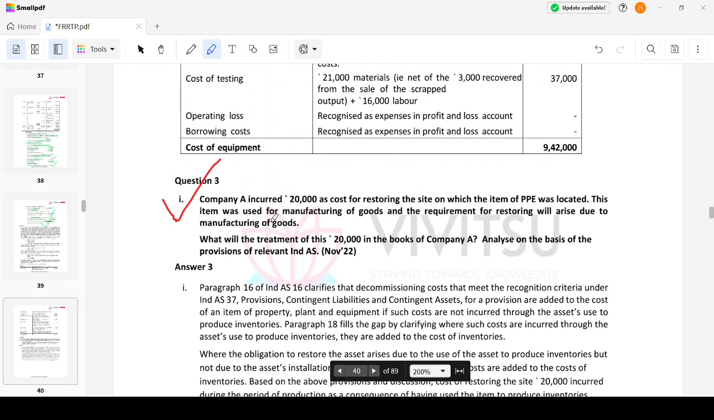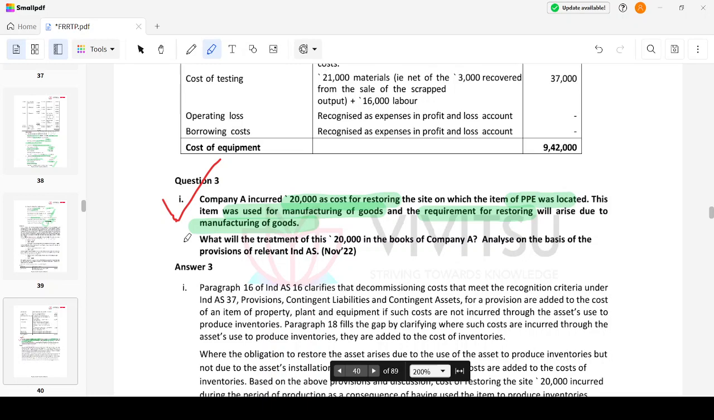Next question. Company A incurred 20,000 as a cost of restoring the site on which the item of PPE was located. This item was used for manufacturing of goods, and the requirement for restoring will arise due to manufacturing of the goods. What will be the treatment of 20,000 in the books of Company A? Analyze on the basis of the provisions of the relevant NDAs.